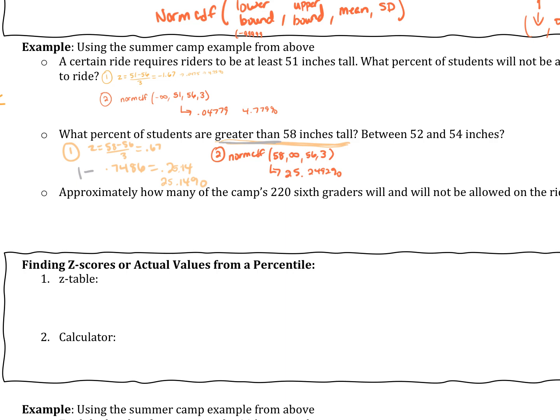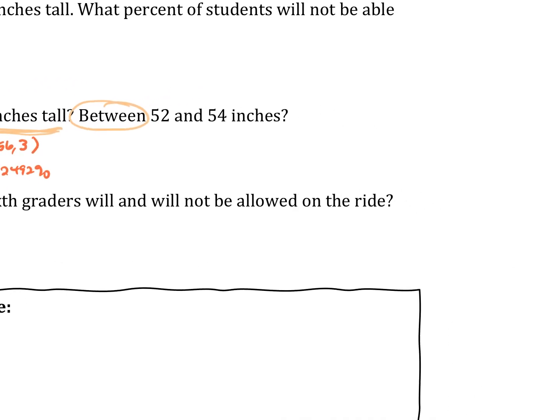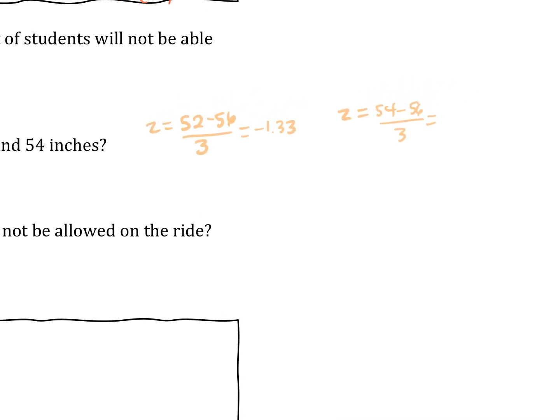Okay, let's talk about how this works if we're doing a between, if we're using the table. Then we have to find the z-score for 52. And what does that give us? Negative 1.33. And we have to find the z-score for 54. Negative 0.67.